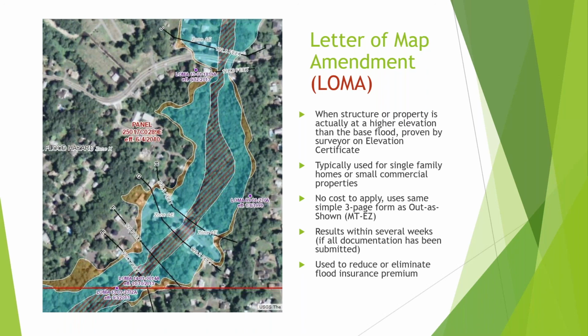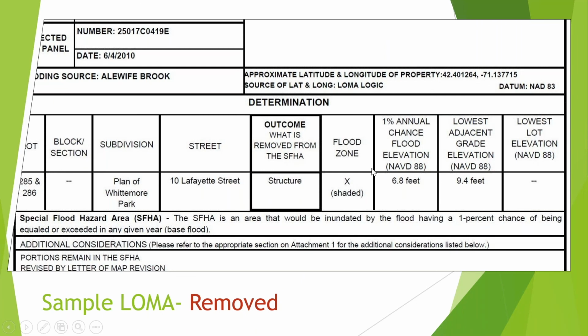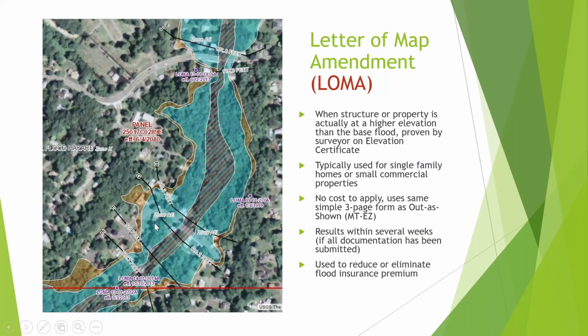But let's look at what would happen if this property is considered to be out. So again, here's a sample of the determination at the top. Of course, it would say letter of map amendment, determination document, and in this case, it would say removal, because here you see what is removed from the special flood hazard area. It's the structure at 10 Lafayette Street. Why? The structure is in the X zone. The base flood elevation, remember, let's go back for a second. Remember, the property could be right here. And so there is a base flood elevation there, okay?